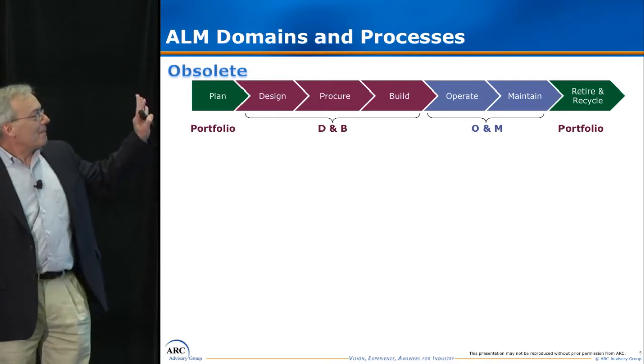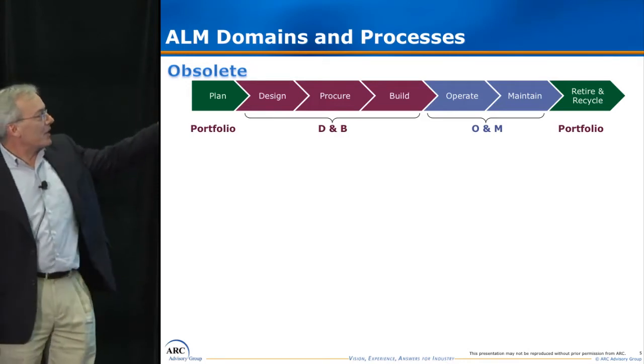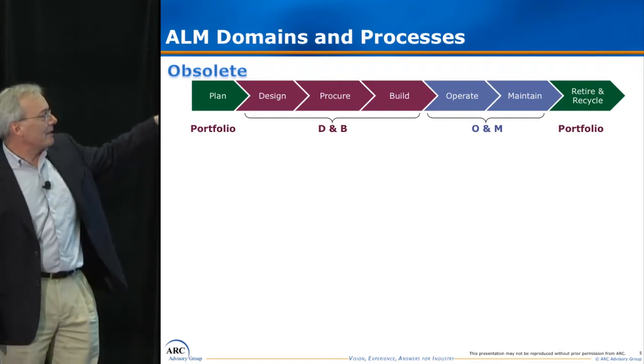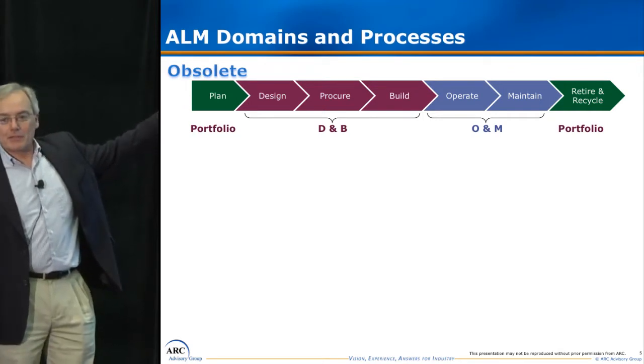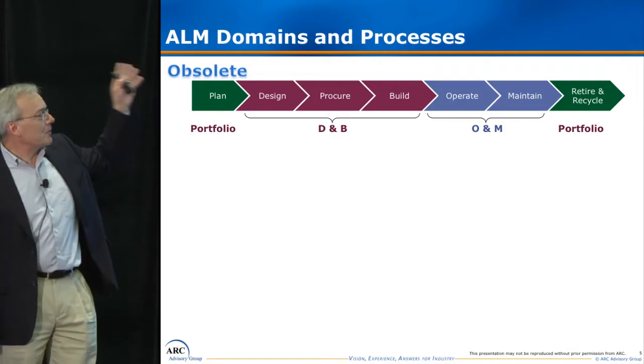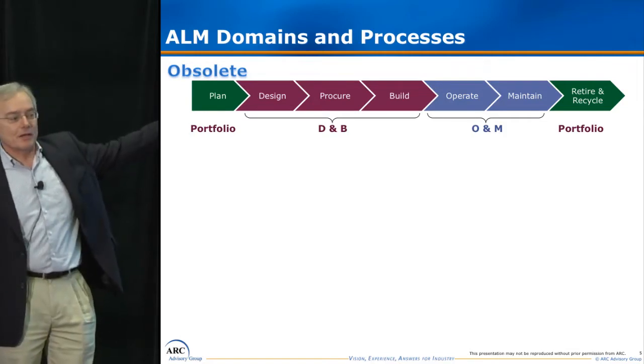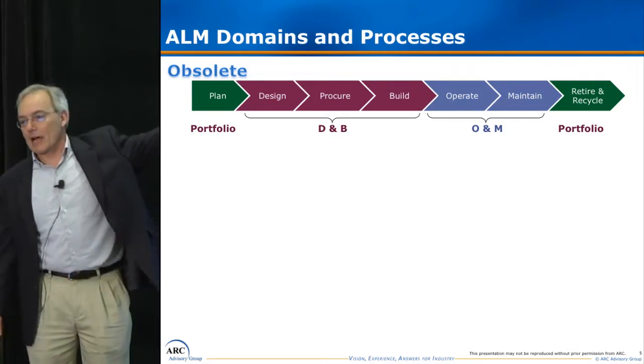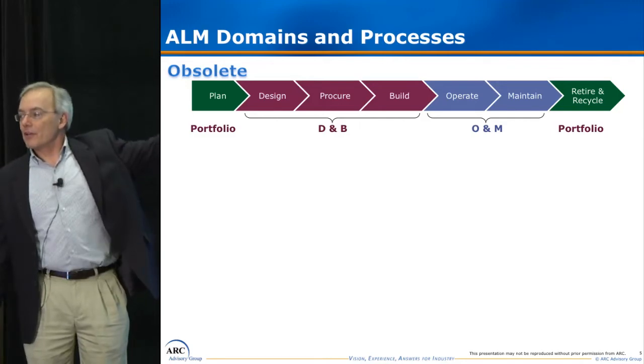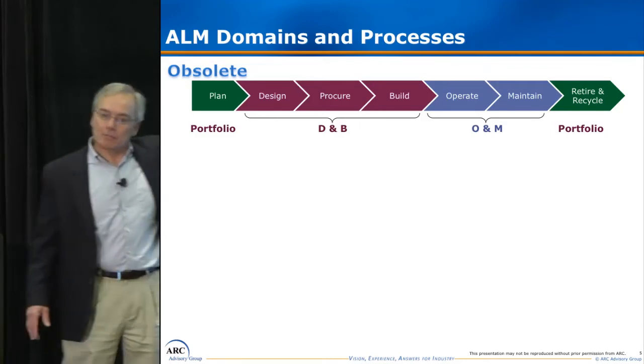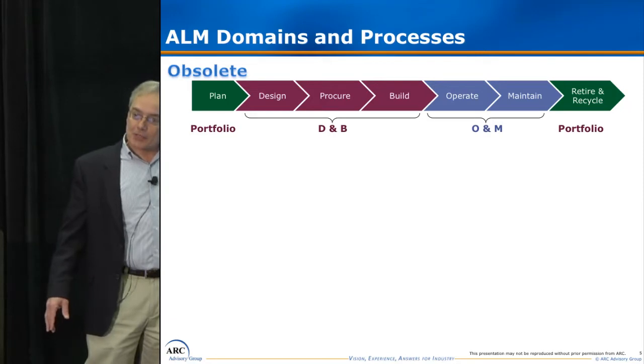So if we look at this traditional way of looking at asset lifecycle management, to me this is obsolete. This is evil incarnate because it puts too much emphasis on design and build and not enough on operate and maintain. If this was applied to the Brooklyn Bridge, it would have been obsolete in 1910 and torn down.